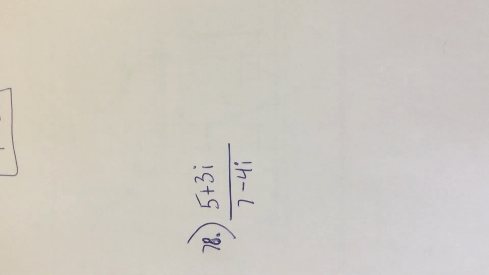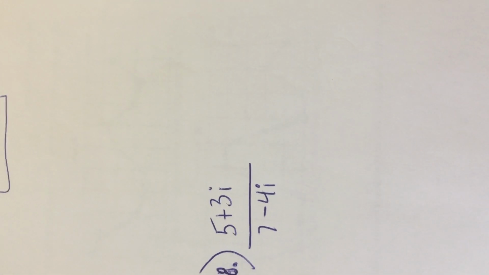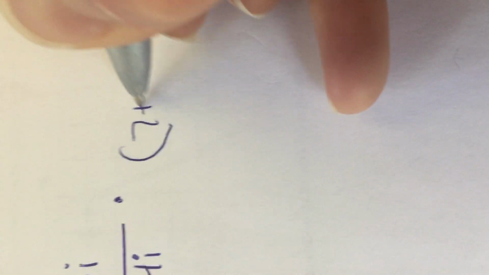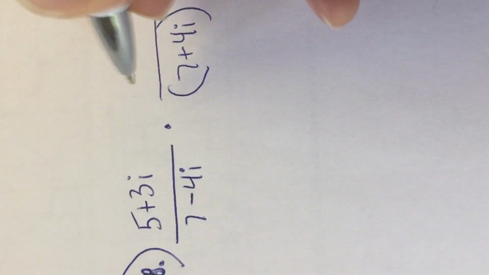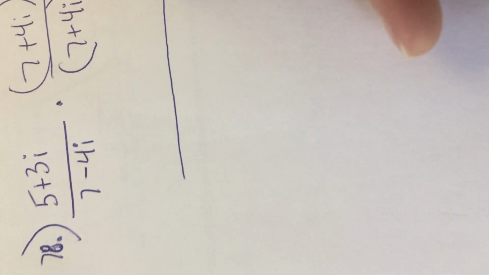The last one, in order to get rid of this situation, I don't really know how to say it, but you're going to multiply by the conjugate. So what I'm going to do here is I'm going to do 7 plus 4i, and I'm going to multiply it by that. But whatever I do to the bottom, I'm going to do to the top.